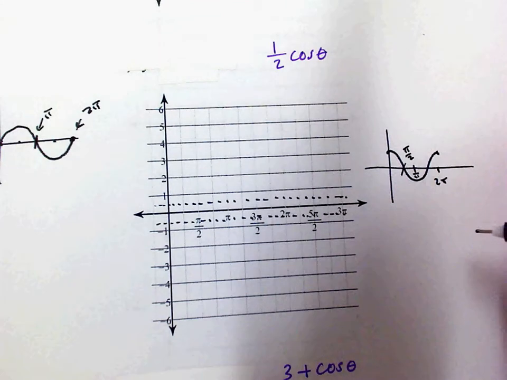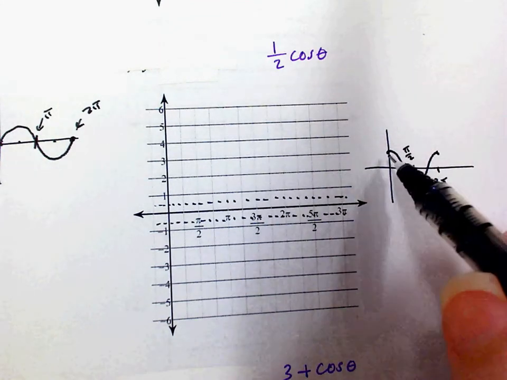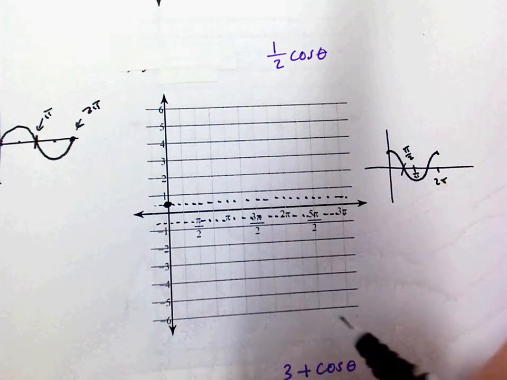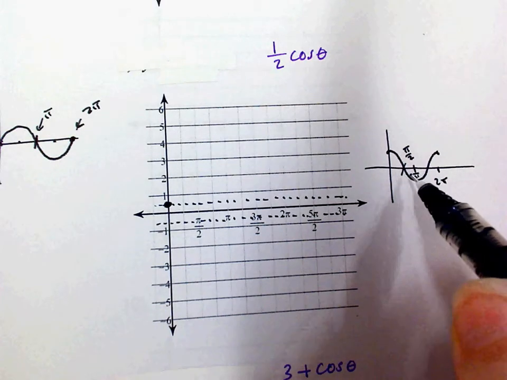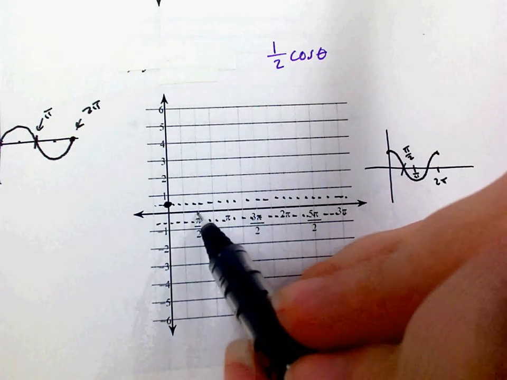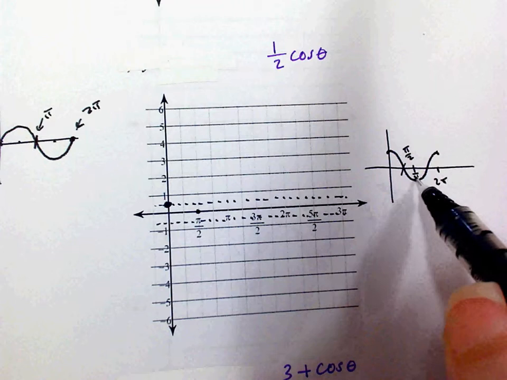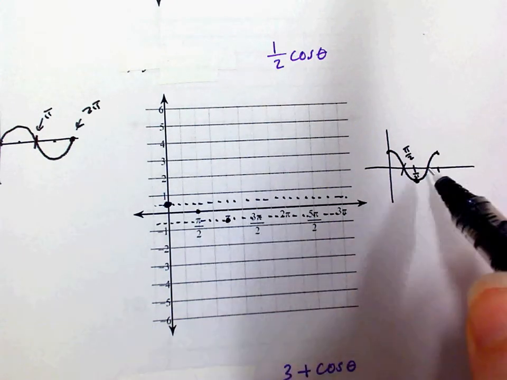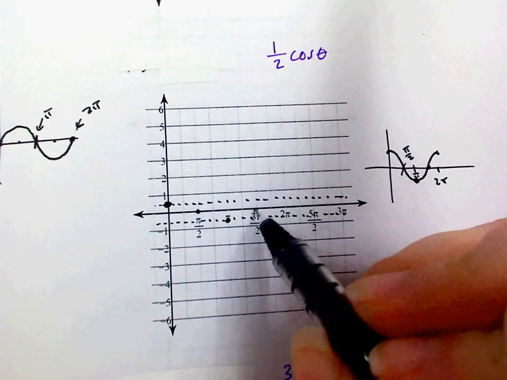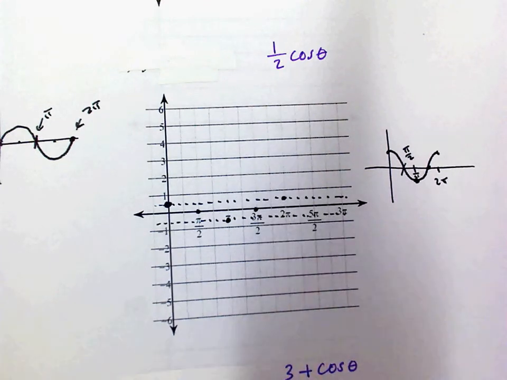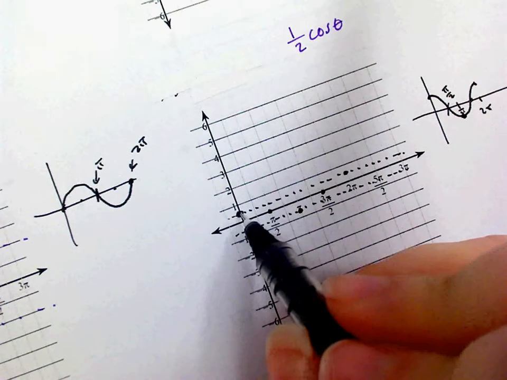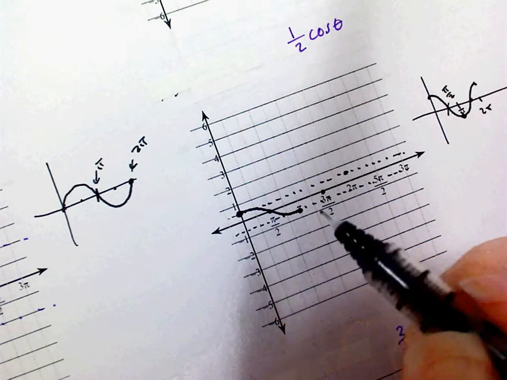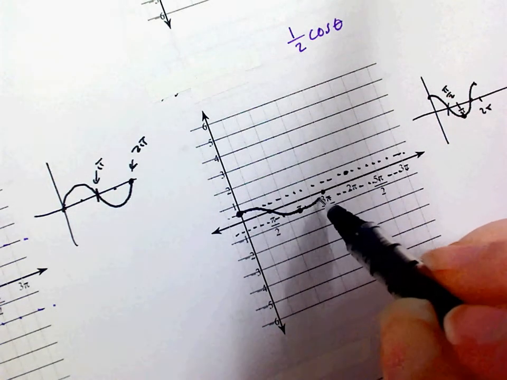Okay? So at the origin, I need to be at the top of the wave, and then at half pi, I need to be at the origin. At pi, I need to be at the minimum. At 3/2 pi, I'm back at the origin, and then at 2 pi, I'm back at the top of the wave. It's a very skinny wave, or very flat wave, but there we go. Okay?